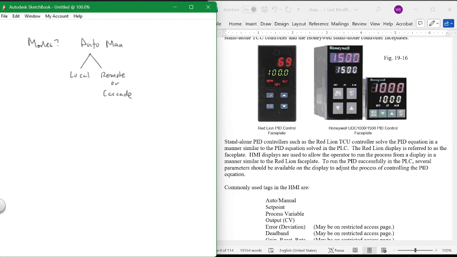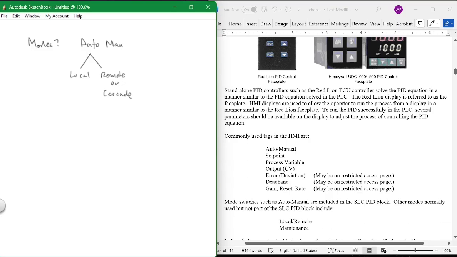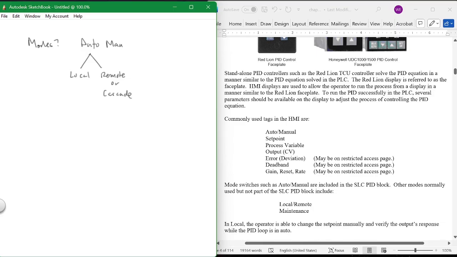Your set point is where you want it to go. The process variable is where it is. The output, or the CV, is whatever it takes to get there. The error is the difference between the two. The deadband is kind of the slop of the system, may or may not be used. The gain, reset, and rate, those are your P, the I, and the D.